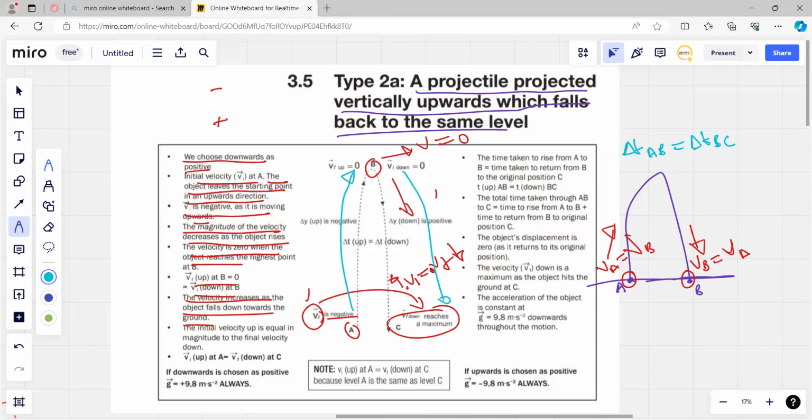Always like that: the time taken for an object to reach its maximum point is equal to the time taken for it to move from its maximum point and go down. This principle is applicable everywhere, and it is very, very important. As you can see here, this is the time taken to rise from A to B, and it is equal to the time taken to return from B to C. The total time is equal to this time plus that time, so these times are always equal.